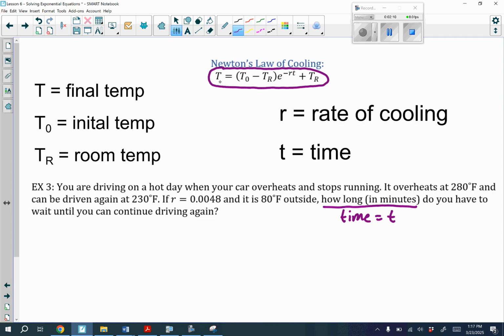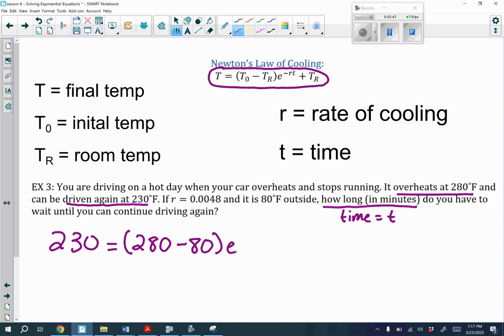So here, let's first talk about the final temperature. We're asking ourselves, what do we want our car to have as a final temperature so we can drive? Well, we want a final temperature of 230. So we plug 230 in for our T. Now, what is the initial temperature of our car right now? The car overheated at 280, so that is our initial temp. Now, minus the room temp. In this case, the room is actually the outside temp. The outside temperature right now is 80, so I do minus 80.